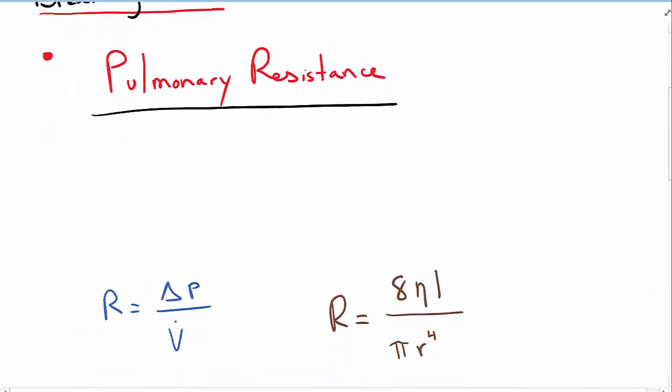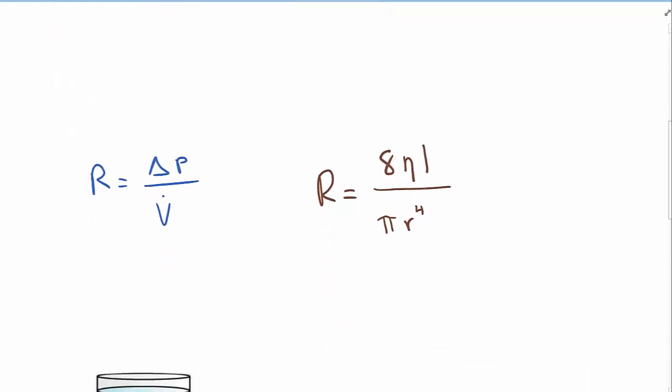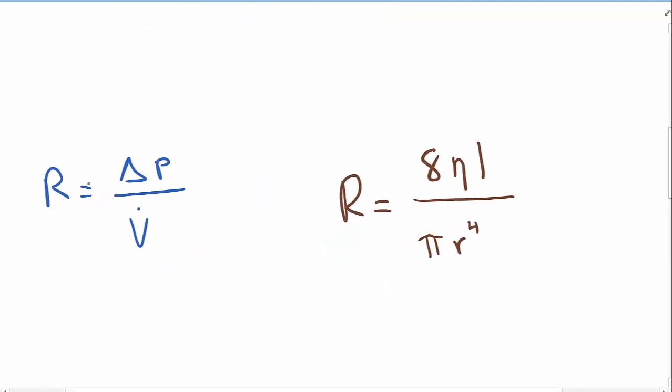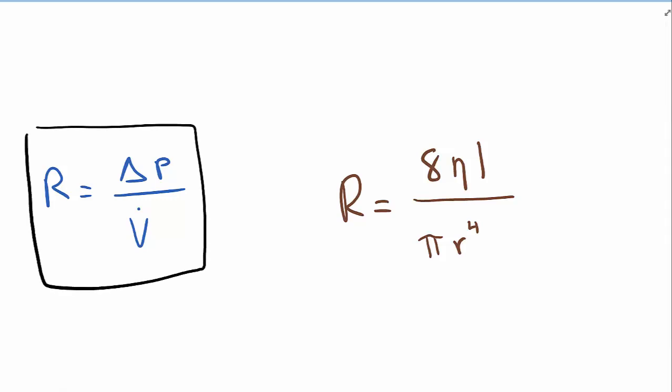So let's begin with the equations that describe pulmonary resistance. So let's zoom in here. Resistance can be defined as the change in pressure over the flow rate. So that's what resistance is. If we look at this equation here on the left, what we can see from the beginning are the relationships between resistance and a pressure gradient. If you have a delta P, that's the pressure gradient. As you increase the pressure gradient, you'll increase resistance.